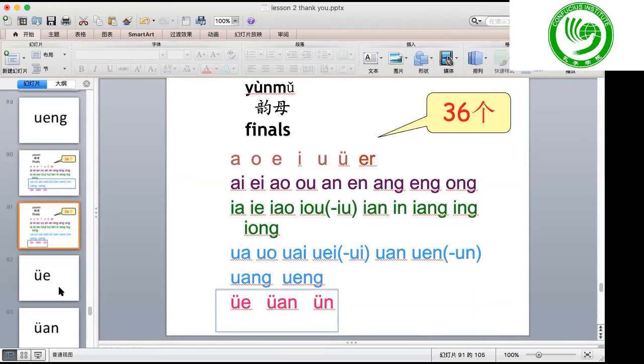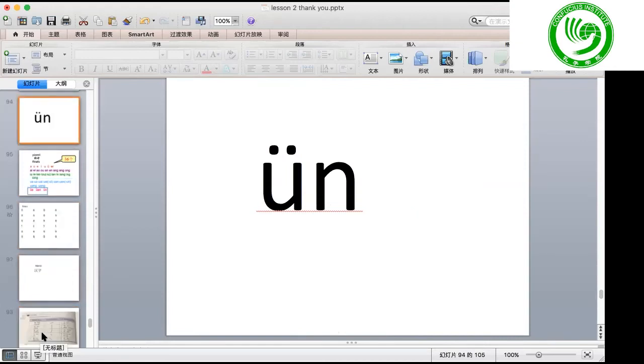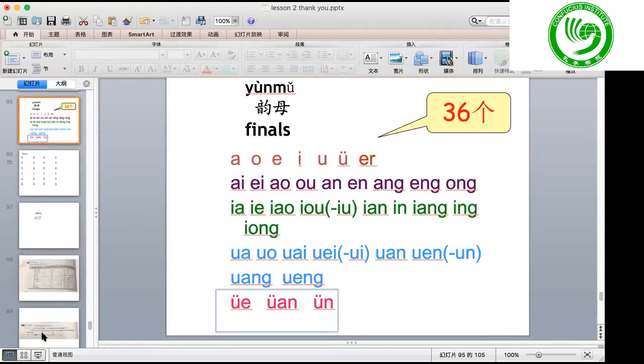Now we are gonna continue with the last line, the last three of these 36 finals. Start with yu. So the first one, yue, yue, yue. Next one, yuan, yuan, yuan. So this is yue, this is yuan. And next one, yun, yun. 很好, one more time. 约，约，晕. You try, please. Hao. Now we finished the 36 finals.